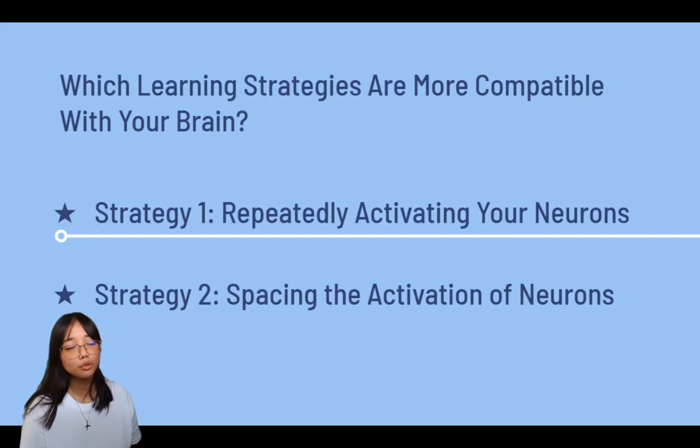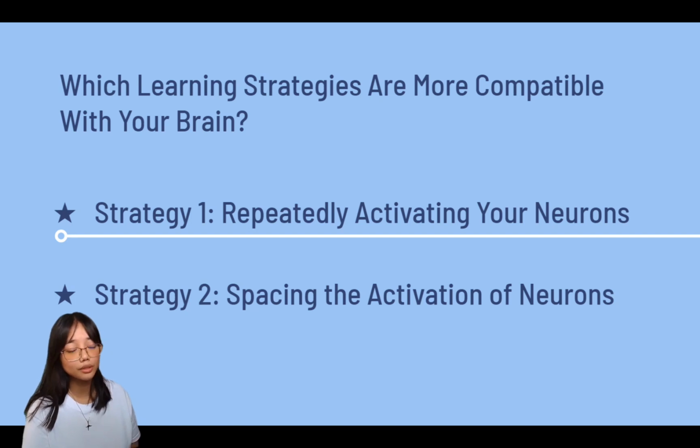So if we want to learn something new, one of the best things that we can do is to practice or rehearse it as much as possible. So one strategy for improving the concentration and the focus is to repeatedly activate the neurons. So the more that we practice or rehearse the information or skill that we are trying to learn, we are able to activate the neurons that are responsible for processing the information, and this will help strengthen the connection between the neurons.